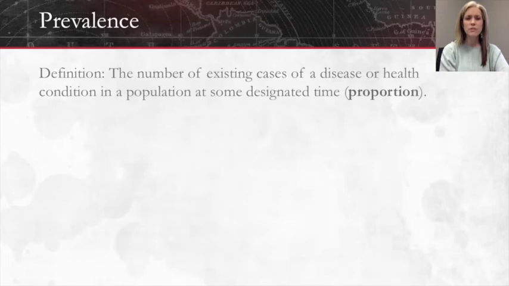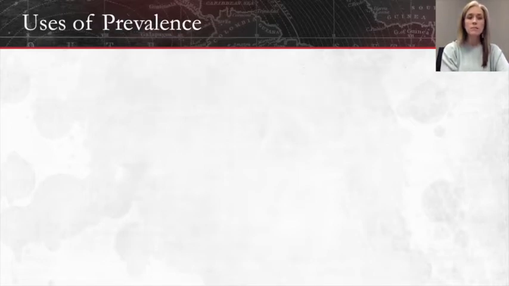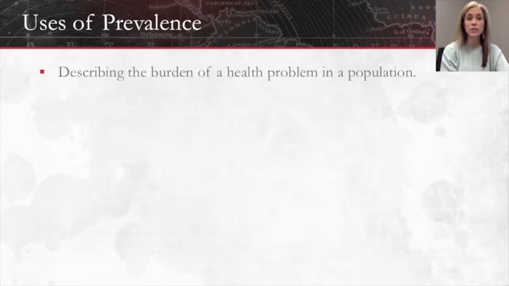So prevalence, what is prevalence? It's the number of existing cases of a disease or health condition in a population at some designated time. So basically, prevalence is just simply a proportion. This proportion is really important because you can look at it as part of a whole. You have part of the population who has this disease or health condition over the total population, and that's a really important measure.